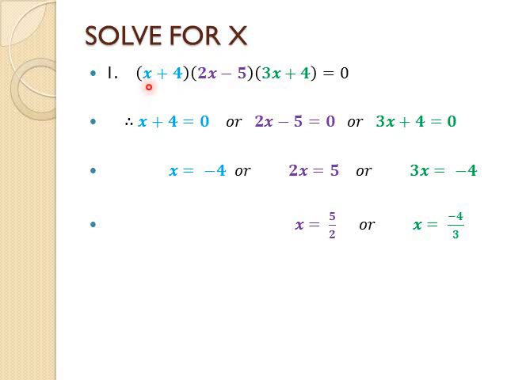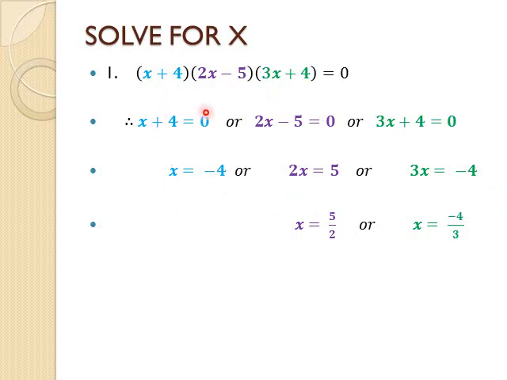Right, so we have first problem, solve for x. You can see there everything is already factorized for you and it's equal to 0. Now we're going to apply the zero factor law, which states that I'm going to make each bracket there equal to 0, because 0 times 0 is 0, 0 times anything else stays 0. So x plus 4 equals 0, or 2x minus 5 equals 0, or 3x plus 4 equals 0. Now grade 10 you had to show that step. For grade 11 you can come straight here.